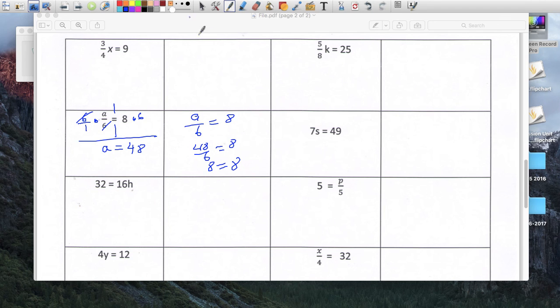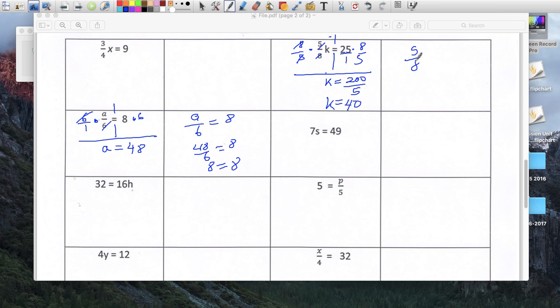I'll do this one. The coefficient is a fraction. Multiply by the reciprocal, which is 8/5. I'm going to multiply this side by 8/5 as well. Like I said in class, when you multiply by the reciprocal, this whole thing ends up being just 1, or 1k, or simply k. On this side, 25 times 8 is, I don't know, 200. I divide that by 5, and that gives me 40. So k is 40.